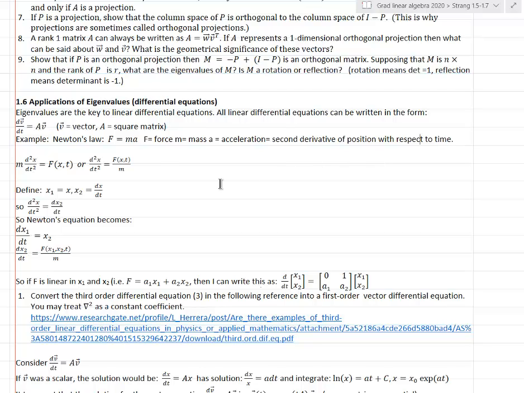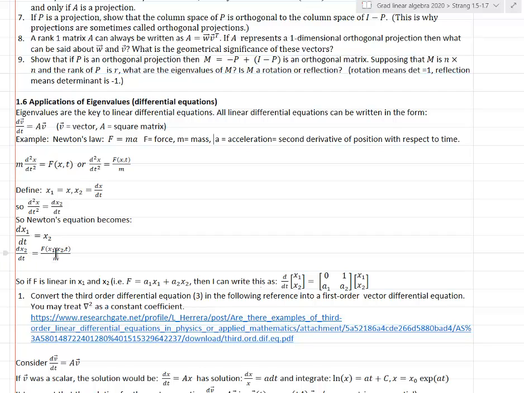So let me make this clear. F equals force, m equals mass, a equals acceleration, which is the same thing as the second derivative of position with respect to time. Here we have Newton's equation, which I've divided by m to get the derivative by itself, and then I define two variables. x1 is the original x, the position, and x2 is the velocity. I know d squared x dt squared is the derivative of the derivative, so it's d/dt of dx/dt, which is the same thing as d/dt of x2. Remember that x2 is defined as dx1/dt, and dx2/dt is equal to f of x, t over m.